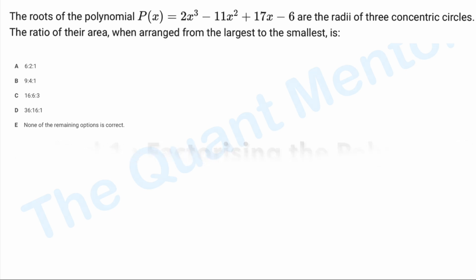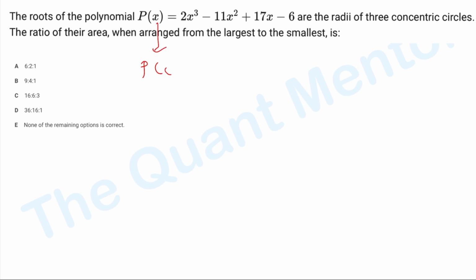The question reads, the roots of the polynomial p of x are the radii of three concentric circles. The ratio of their area when arranged from largest to smallest is. Okay, so one method is we manually figure out the roots of the given polynomial, and for that we use the method of substitution. So let's start by substituting x is equal to 0 in the polynomial.